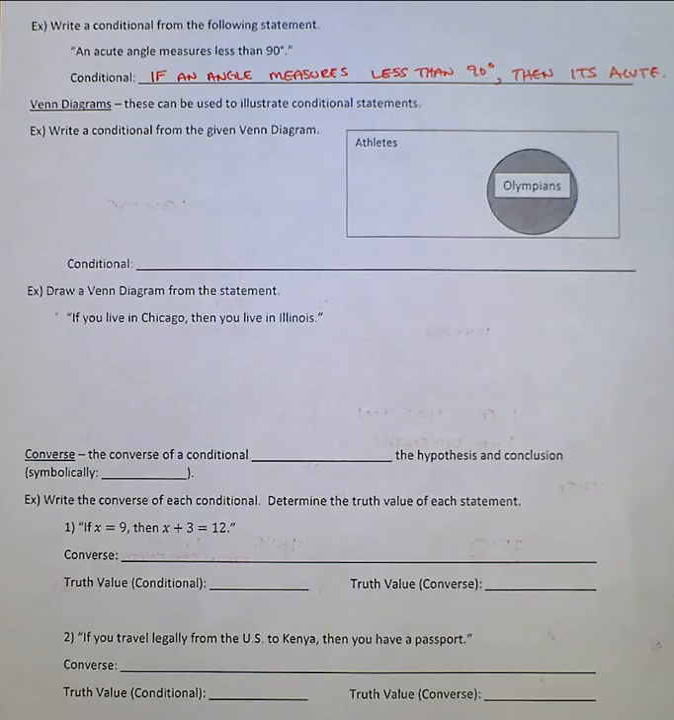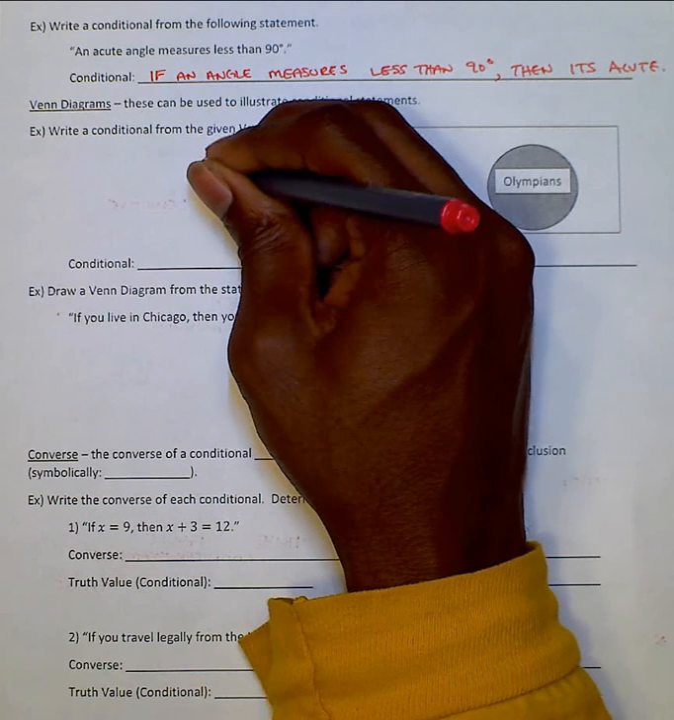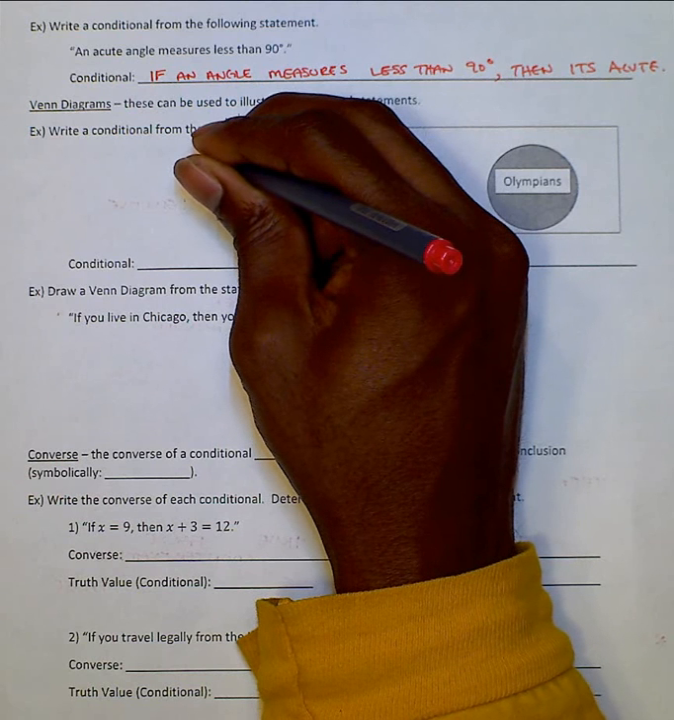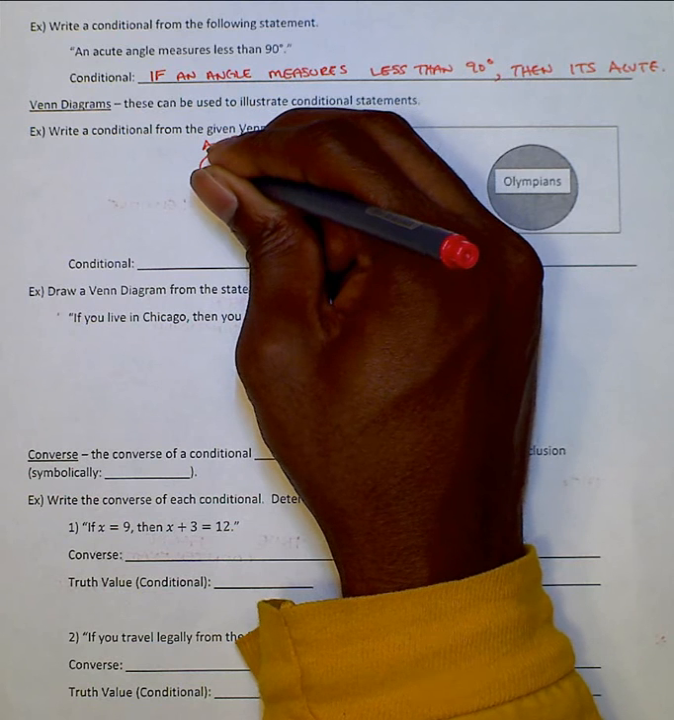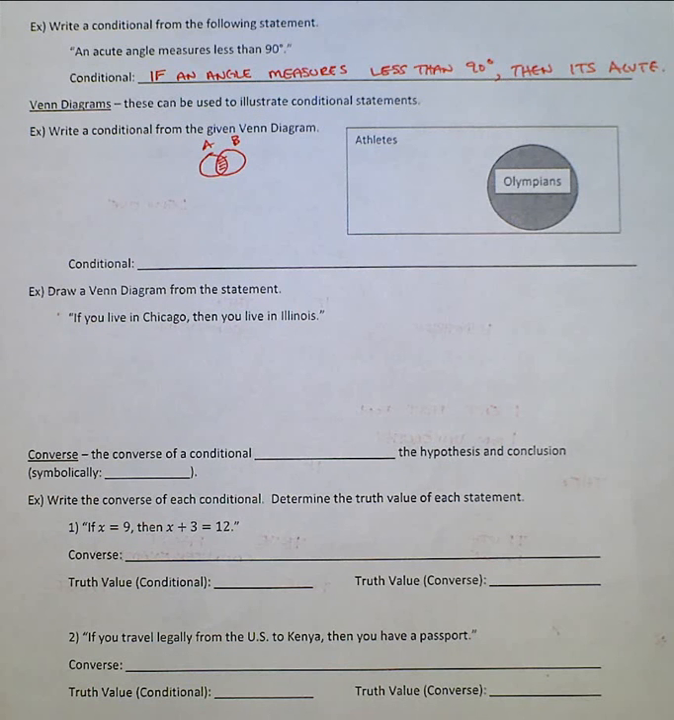Okay, Venn diagrams can also be used to illustrate a conditional statement, and so we're given this Venn diagram here, and they want us to write a conditional statement based off of the Venn diagram. I know that you're used to seeing Venn diagrams with the overlapping circles, where the comparison typically is what's A, what's B, what do A and B have in common, and you can still do that sometimes.